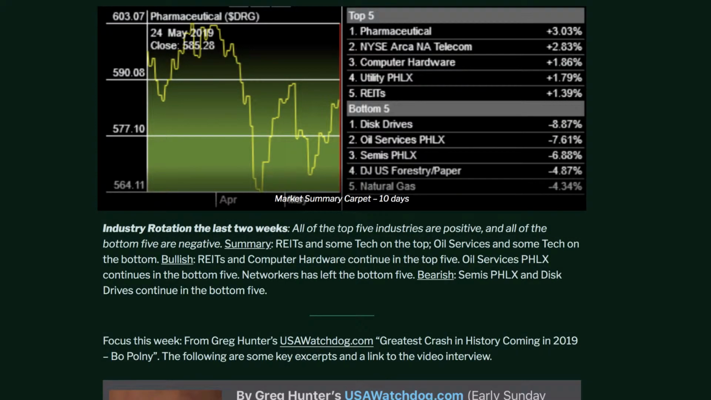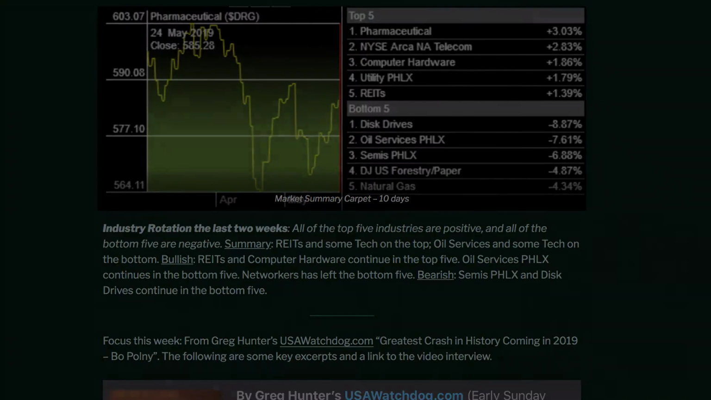Industry rotation the last 2 weeks. All of the top 5 industries are positive, and all of the bottom 5 are negative. Summary: REITs and some tech on the top. Oil services and some tech on the bottom. Bullish: REITs and computer hardware continue in the top 5. Oil services continues in the bottom 5. Networkers has left the bottom 5. Bearish: semis and disk drives continue in the bottom 5.